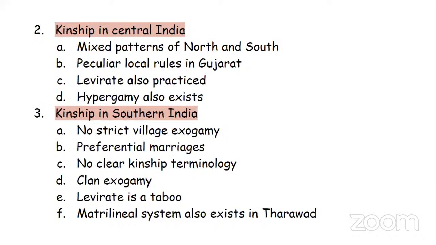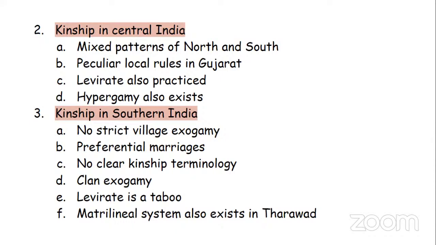Then when it comes to kinship in central India, it is a mixed pattern of north and south. And there were some peculiar local rules in Gujarat. And in some parts, levirate was also practiced. What was levirate? We studied it in yesterday's class. Levirate means a woman marrying her husband's brother after the death of her husband. So in some parts of central India, levirate is also practiced.